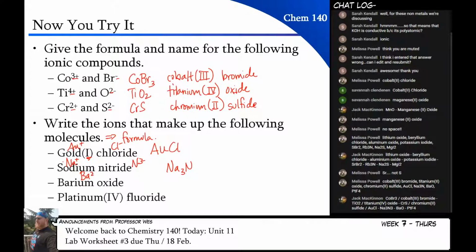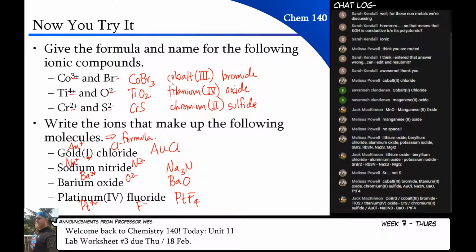Barium, and then oxide, BaO. And then finally platinum(IV), so it must have +4. And then fluoride, I'm going to need 4 fluorides here, PtF4. There you go. Let me know if you have any questions on how to do that.